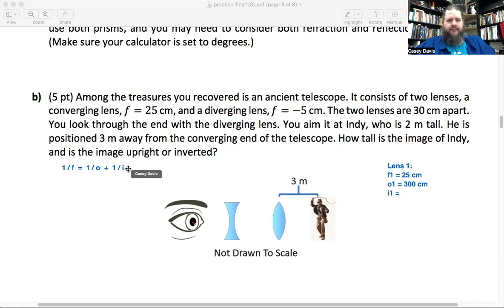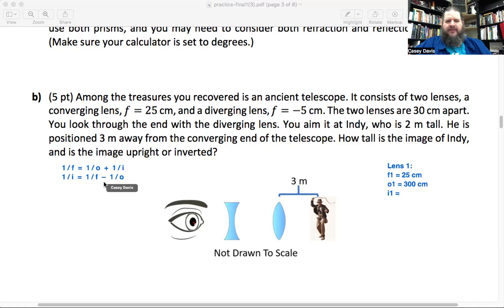Can you repeat the question? I'm sorry. Without even plugging in any numbers yet, if you wanted to find a formula for I, how would you isolate I in this equation? Subtract both sides by 1 over O. Yeah, subtract 1 over O from both sides. And then for I, we can just take the 1 over whatever is on the right.